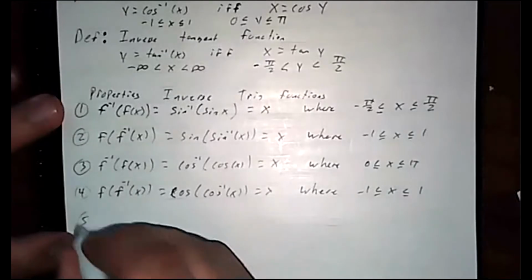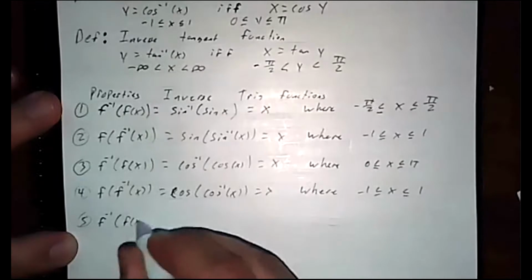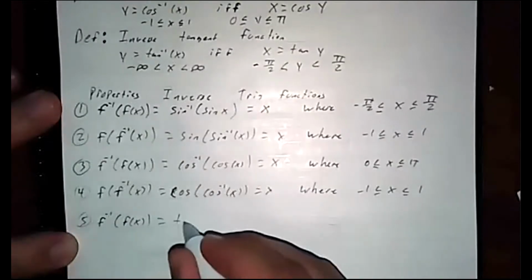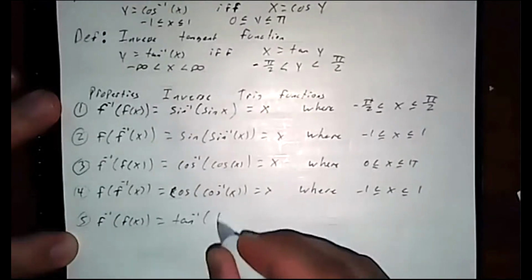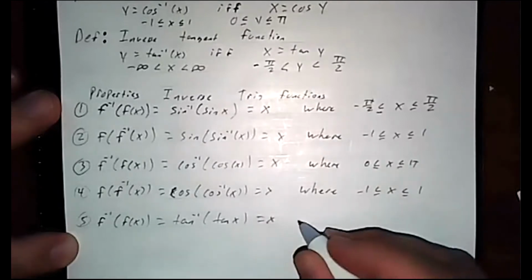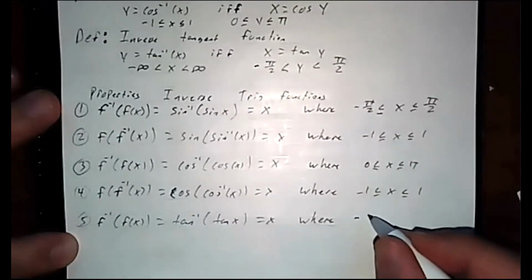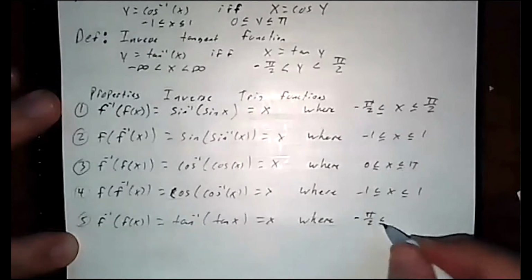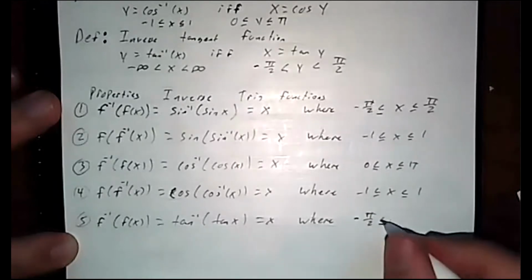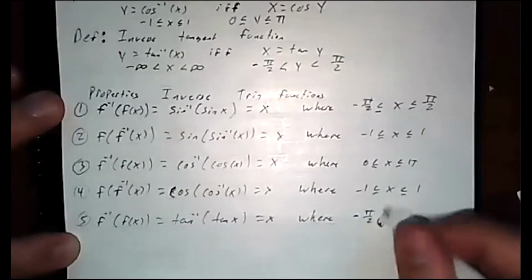All right, tangent, f inverse of f for the tangent would be tan inverse of tan. So they cancel out where x is between -pi/2 and pi/2. No, this one's not equal, it's just less than.